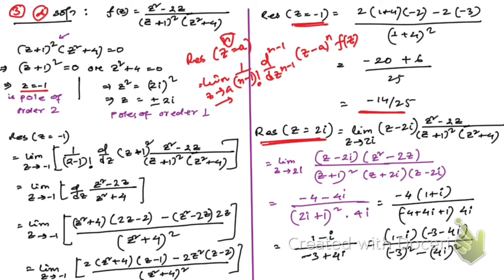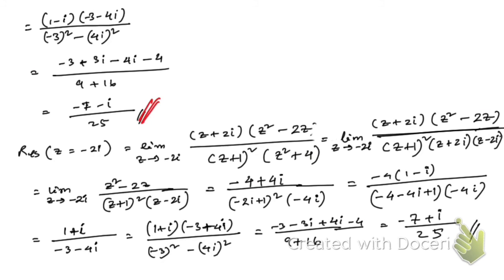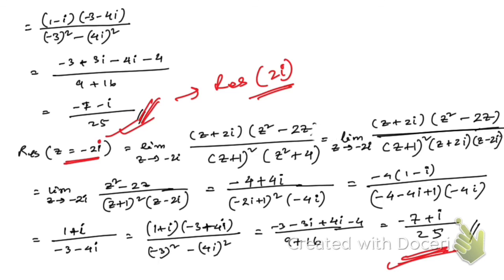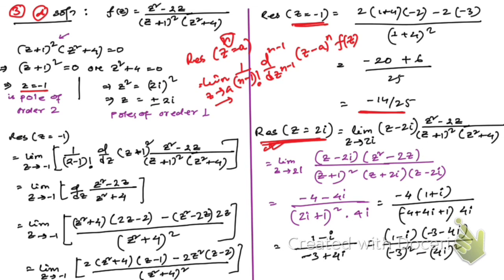So we have applied this formula here also, and doing so, here you see, this is the residue at 2i, and similarly we have got the residue at minus 2i, this one, right? This is the residue at minus 2i. So we have got all the three residues, this one, and go back to the previous slide, this one. These are the three residues we needed to find.